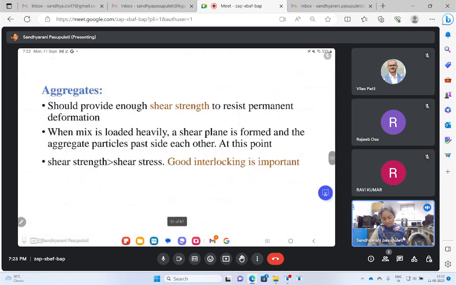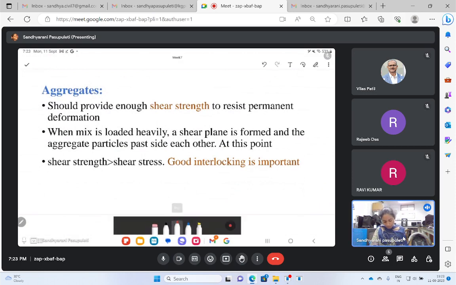And as far as aggregates are concerned, the main purpose of these aggregates is to provide the shear strength. If you take the aggregates, when a vehicular load is coming from the top, most of the load is being taken by the aggregates. Aggregates are the main building blocks.